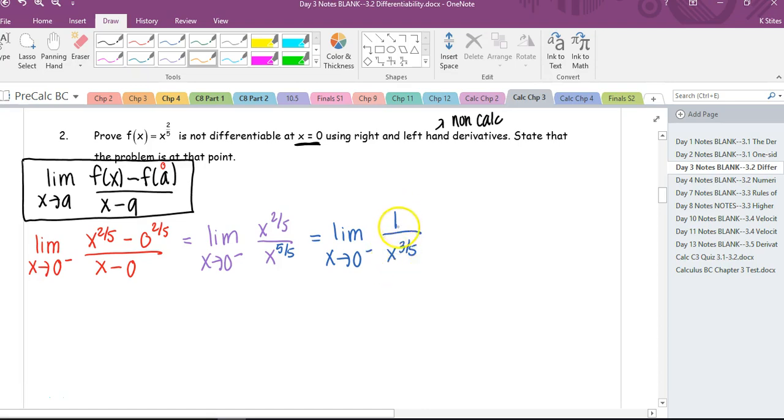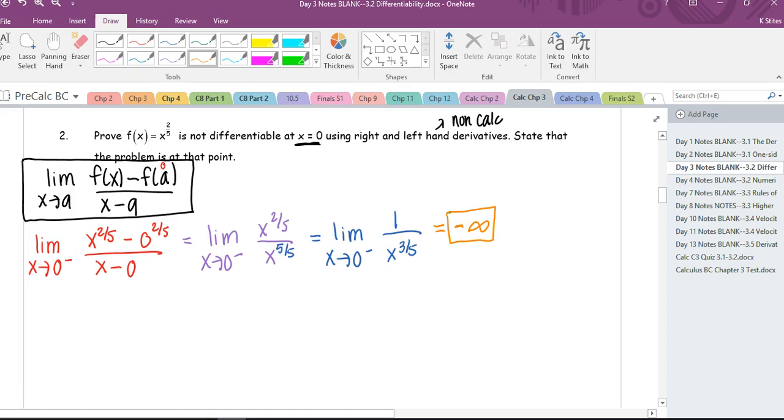So when you do 1 divided by a really small number, what's going to happen to that number? Well, it's going to approach an infinity. It gets bigger and bigger and bigger. Specifically, it's going to approach negative infinity, because you're going to plug in a negative number for x and you're going to cube it, so it's still going to be negative.